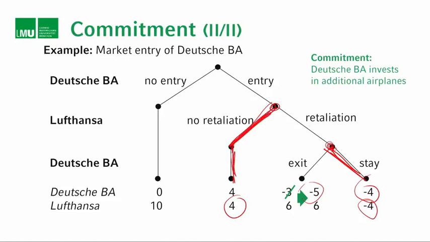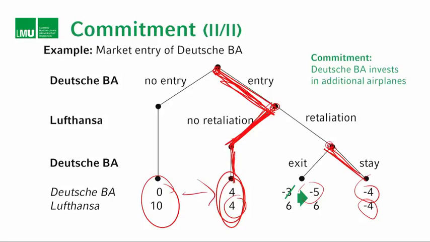Now Deutsche BA will look at this and say, well, if we don't enter, we're going to make profits of 0. If we do enter, we're going to make profits of 4. So the outcome of this game is going to be that Deutsche BA enters and Lufthansa doesn't retaliate, and both firms make profits of 4. So we were able to change the equilibrium, the outcome of the game, from this outcome to that outcome by committing. So Deutsche BA actually did better by committing and basically keeping the incumbent, keeping Lufthansa, from retaliating.